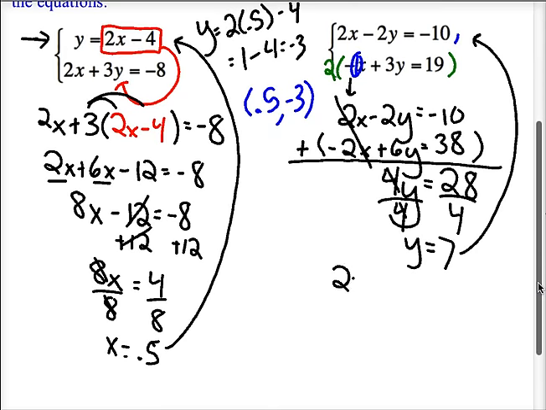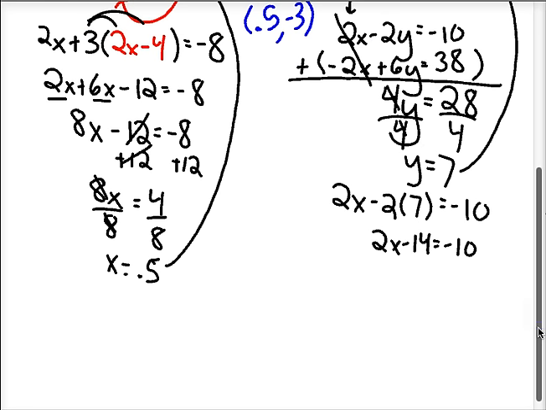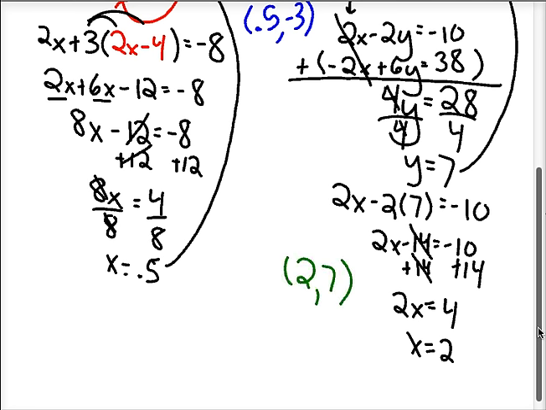So 2x minus 2 times y, but we now know that y is negative 10. We've already solved for it. So 2x minus 14 equals negative 10. I'm going to add 14 to both sides. Negative 10 plus 14, or 14 minus 10, is going to give me 4. Divide by 2, and I get an x of 2. So for this one, my solution is going to be 2, 7.